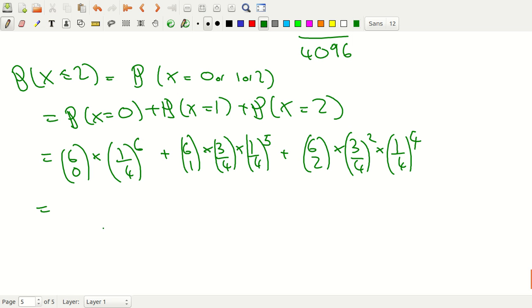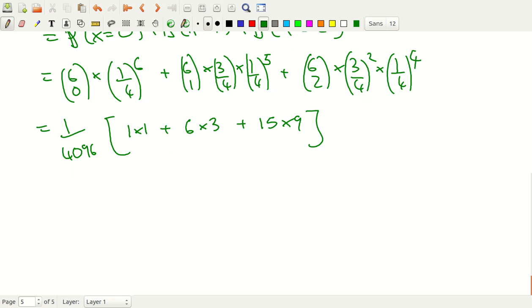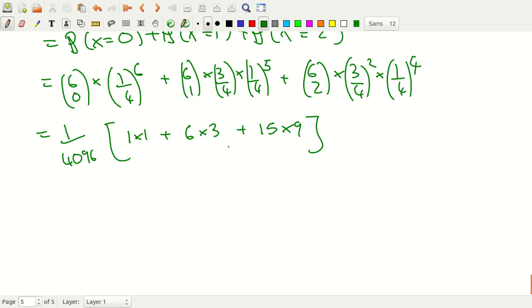Now, there's actually a common denominator of 1 over 4 to the power of 6. It's 1 over 4096. So I'll take that out of the front. You get 1 times 1 to the 6, plus 6 choose 1 is just the number 6, times 3, times 1 to the 5, but I'll leave that. And then 6 choose 2 is 15, times 9, times 1, which I'll also leave. So adding that all together, you get 1 plus 18 is 19, plus 135 is 154. 154 over 4096. And that does actually simplify to 77 over 2048.